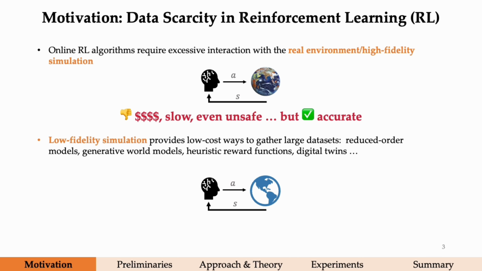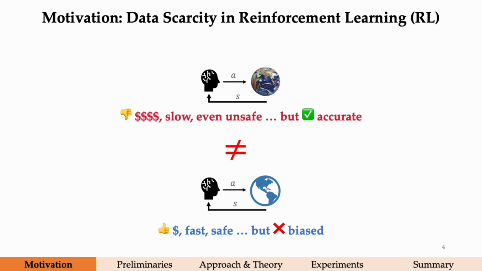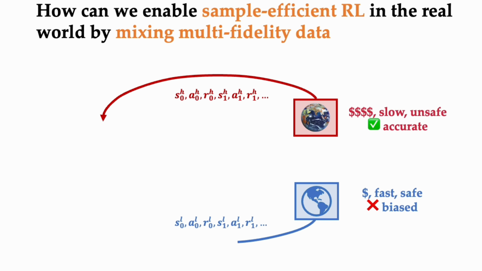Meanwhile, many low-fidelity simulation tools have been developed, such as reduced order models, learned world models, heuristic rewards, or digital twins. These low-fidelity tools provide inexpensive ways to generate large datasets safely. However, the challenge is low-fidelity data are biased, so naively training on them can even hurt the performance in the high-fidelity target environment of interest. So we have a fundamental mismatch. High-fidelity data are accurate but scarce. Low-fidelity data are abundant but biased.